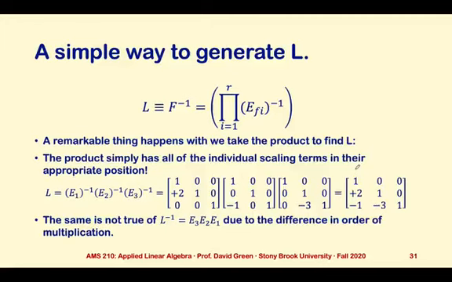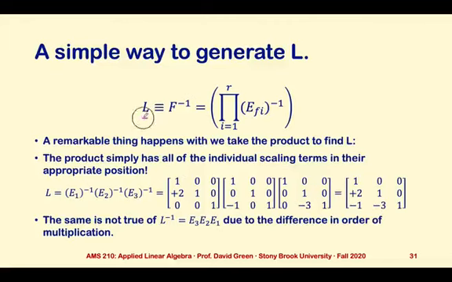Now, there's a really interesting thing that happens when we take the product of these inverse elimination steps to find L. What we will find is that the product has all of the same scaling terms in exactly the same place. It's almost like we just superimposed the elimination matrices, ignoring the background zeros. So what do we mean by this?